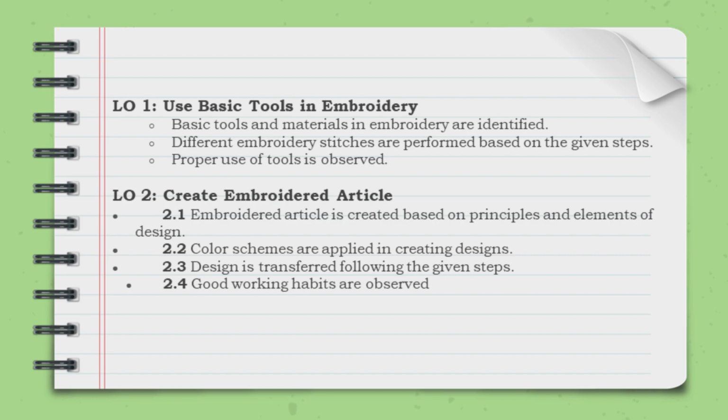Learning outcome number 2, create embroidered article. Embroidered article is created based on principle and elements of design. Color schemes are applied in creating designs. Design is transferred following the given step, and good working habits are observed.